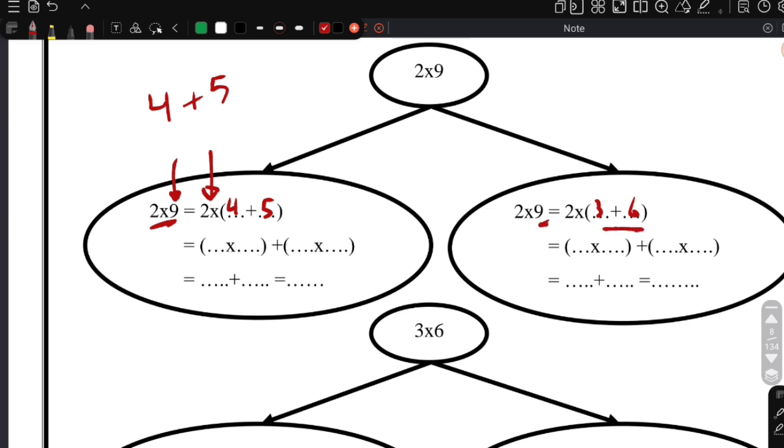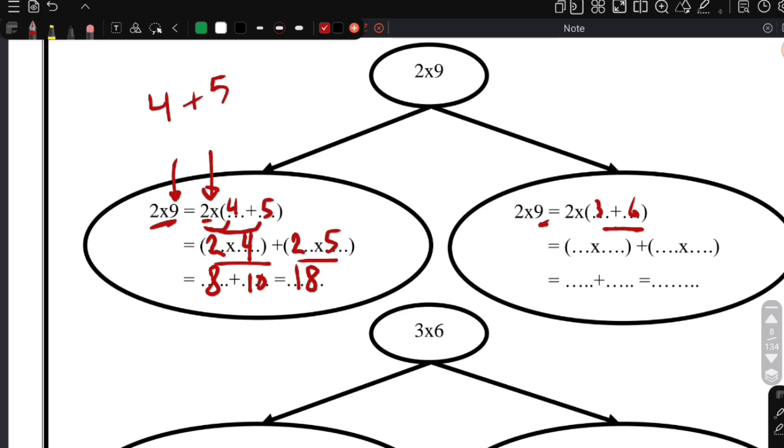Okay. So I will distribute 2 over 4 and distribute 2 over 5. So I have 2 times 4. Okay. And 2 times 5. Okay. 2 times 4 is 8. And 2 times 5 will be 10. So the result will be 18. Okay. This is the first one.